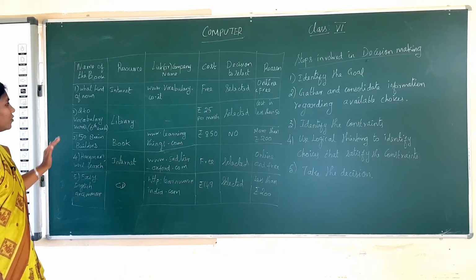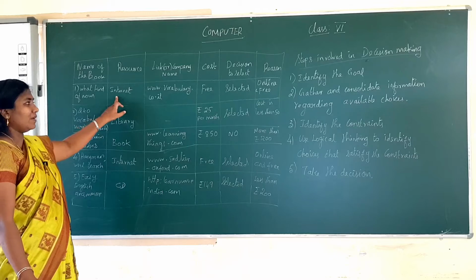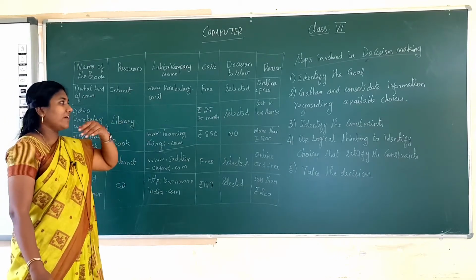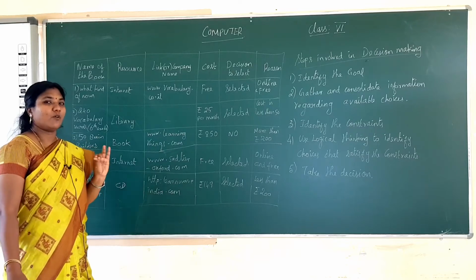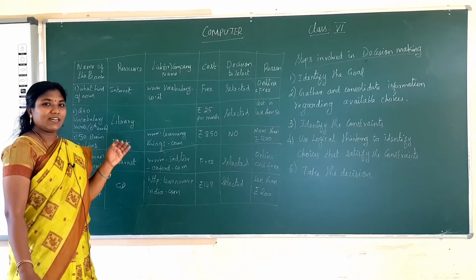So, when looking at what to select, first, it is available on the internet and it is fast and free. So I have selected that. Next, it is in the library. Okay, only 25 rupees for borrowing charge. That's why I have selected the second book.